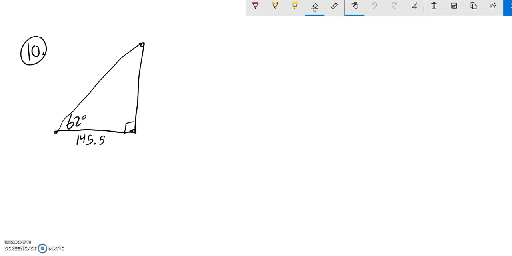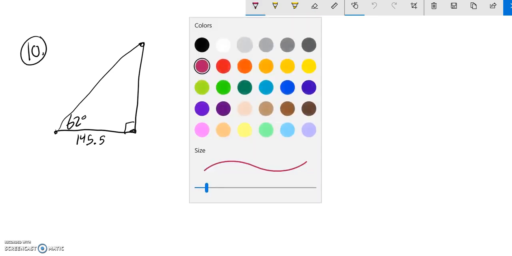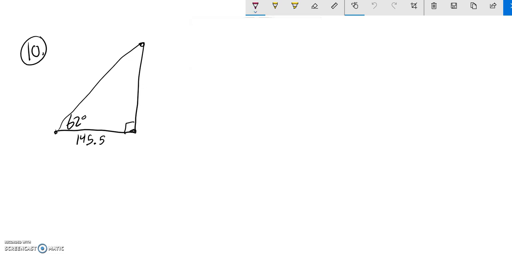So this is Math 142, practice test number one, and this is problem number 10. We are trying to solve this triangle. We're trying to find all the values that make it true. So I think what I'll do is start to label some sides and stuff just so I have something to talk about.